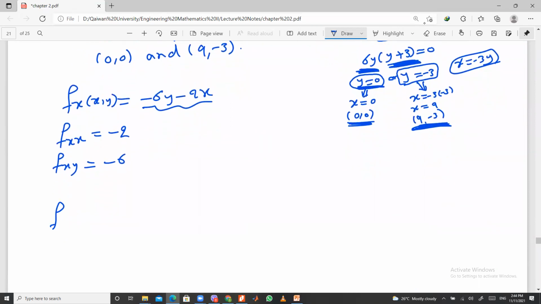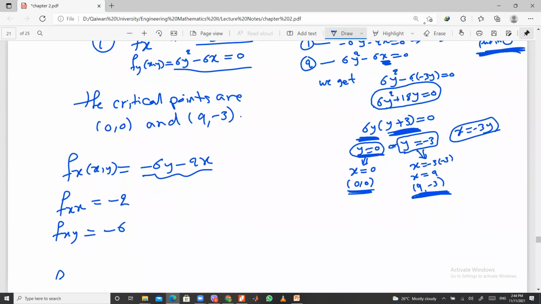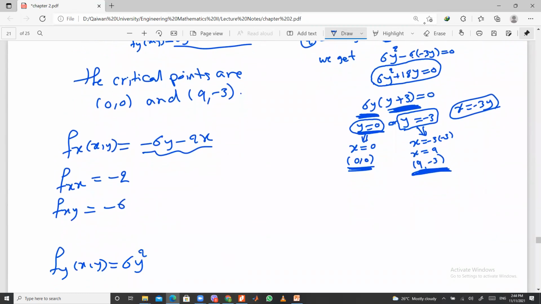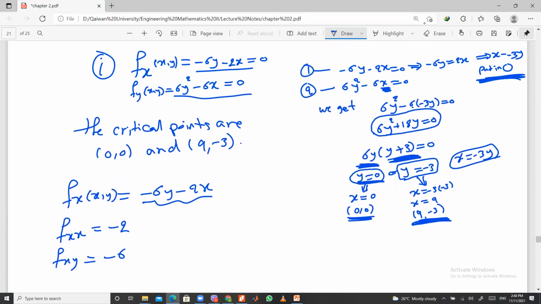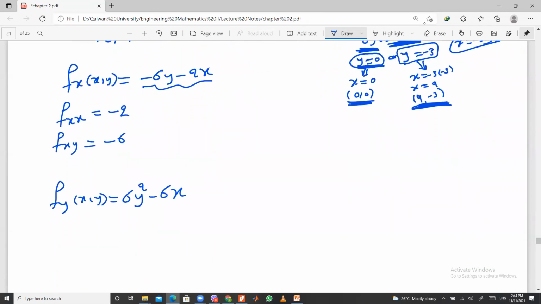Here we have f sub x, x and f sub y. And then from f sub y of xy as this, 6y squared minus 6x. Here, f sub yy equals to what? We take another partial derivative for this function with respect to y, and you get 12y. f sub yx equals to what? What's f sub yx here? It's minus 6. These are the partial derivatives.